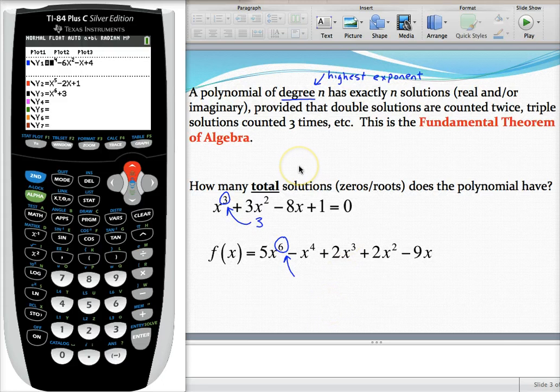Now, those total zeros, some might be real, some might be imaginary. Some of them may be double or triple solutions, so we have to be careful how we count them. So let's go ahead and actually look at some graphs to figure out a little more specific, because total number of zeros is easy. Let's be a little bit more specific with that.